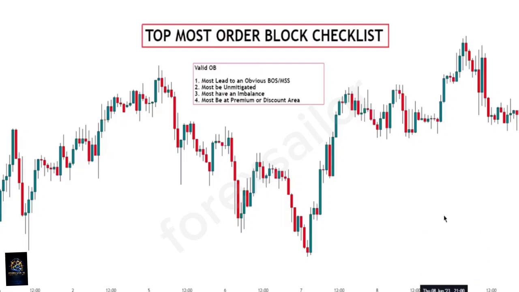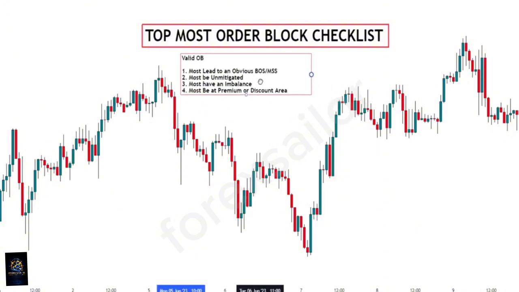I want to show you what makes an order block a valid order block. These are the checklists you must look out for every time you are looking for a valid order block. What I'm going to be showing you in this video is not something I've just read or seen theoretically in a book. It's something I've learned over the years of experience in trading. I'm going to show you these items I've mentioned right here, so that every time you come to look for a valid order block, you must look for these things before you call it a valid order block.